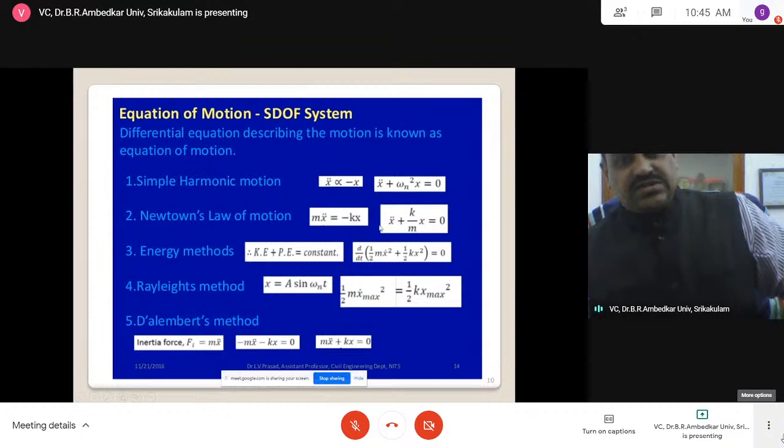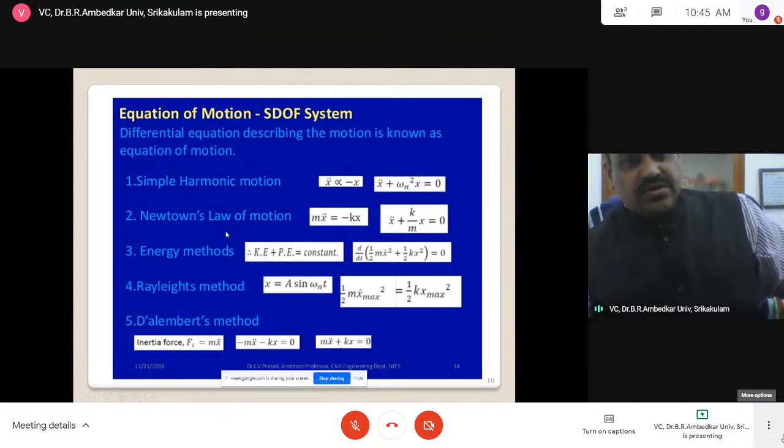Divide both sides by mass and simplify. If you equate this, omega square is equal to k by m, or omega is equal to square root of k by m. k is the stiffness, m is the mass. This is the k, stiffness of the spring.